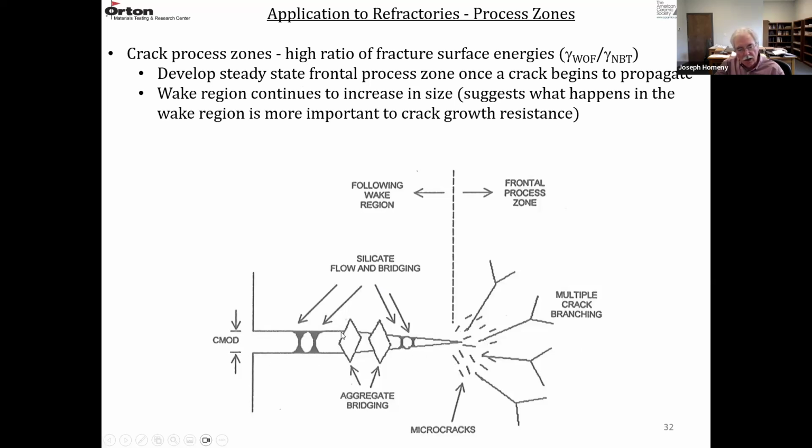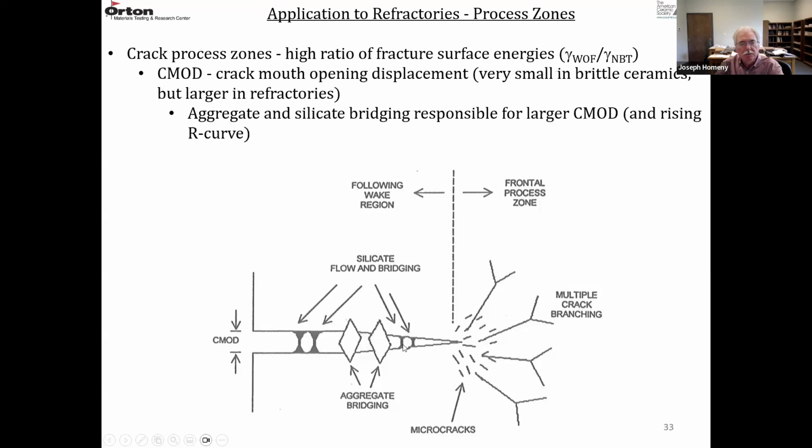you have a lot going on, a lot of energy dissipation in the crack wake here. So I'll show why the crack wake region is more important than the frontal process zone later on today. But basically the processes that are taking place in the wake region are more important than in the frontal process zone because this is where the energy is being dissipated.